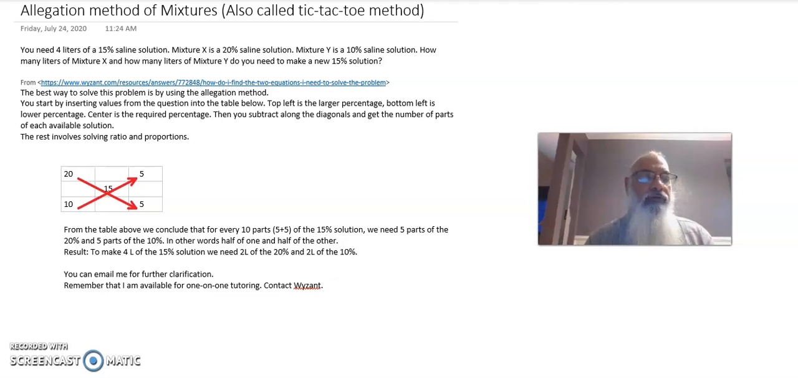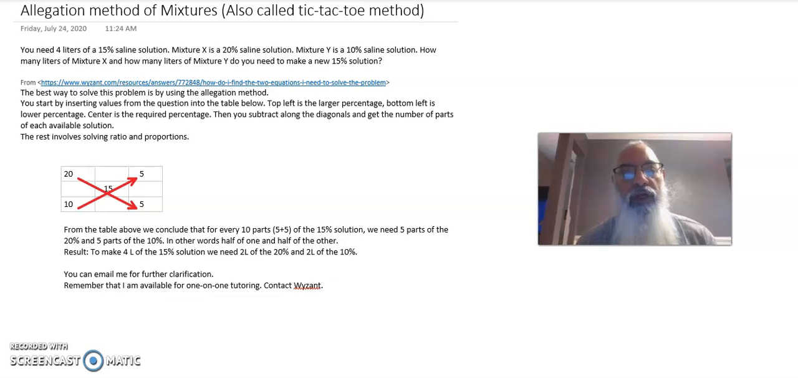Okay, so here is the question. You need 4 liters of a 15% saline solution. Mixture X is a 20% saline solution. Mixture Y is a 10% saline solution. How many liters of mixture X and how many liters of mixture Y do you need to make a new 15% solution?